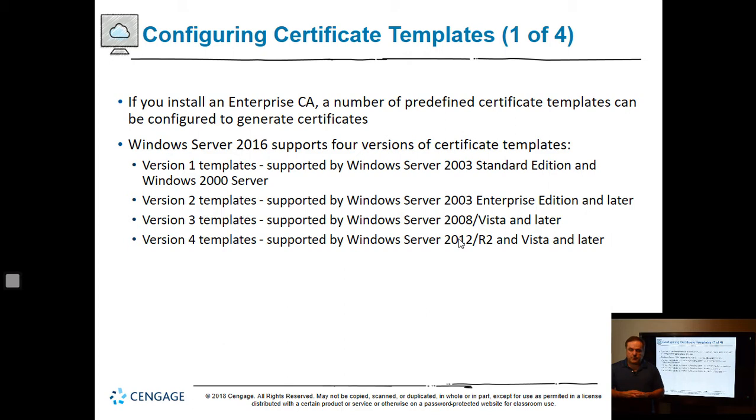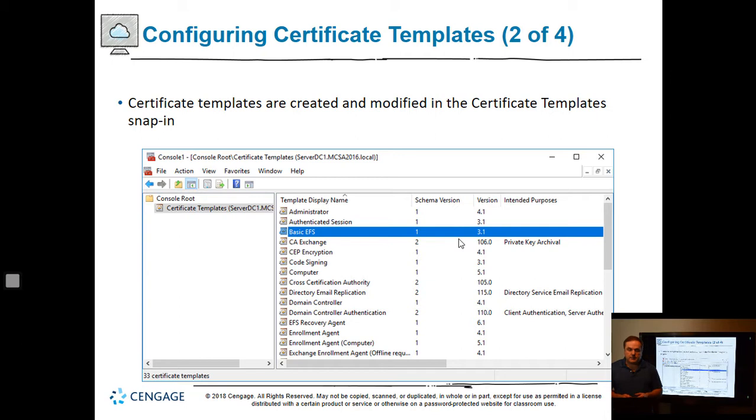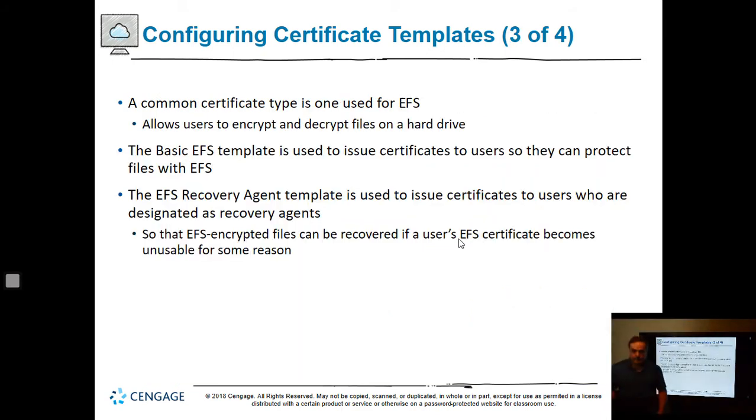2016 supports 4 versions. The version 1 templates supported by 2003, version 2, 3, and 4, all the way through Windows Server 2012. So certificate templates are created and modified in the certificate templates snap-in. So if you go to MMC and you add the certificate templates, you can see all these different template names. A common certificate type is one for the Encrypting File System. It allows users to encrypt and decrypt files on a hard drive.